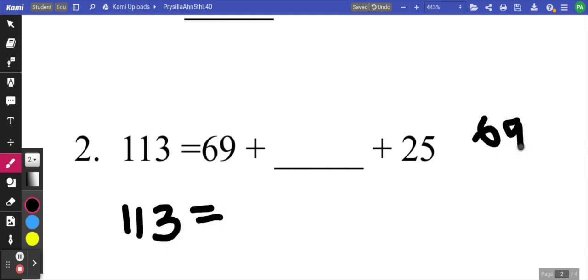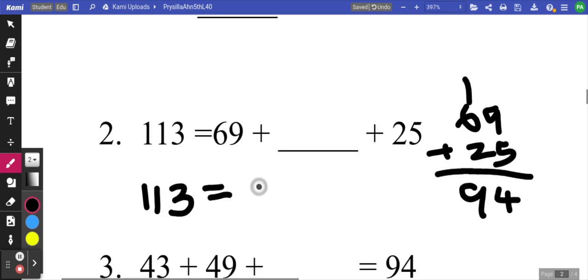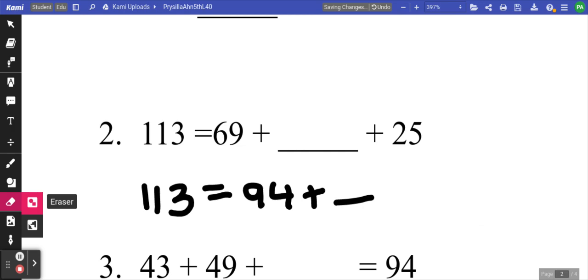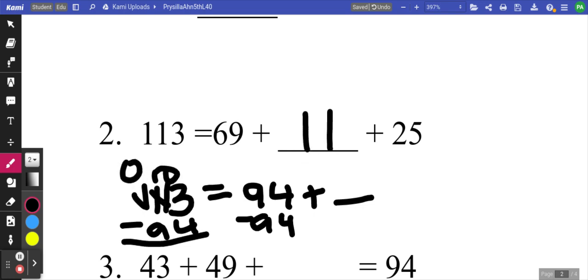So let's just bring that down. 69 plus 25 is 94. So now we're just going to subtract, or we can do this. And then erase this. Subtract 94. And you get 11 as your new answer.